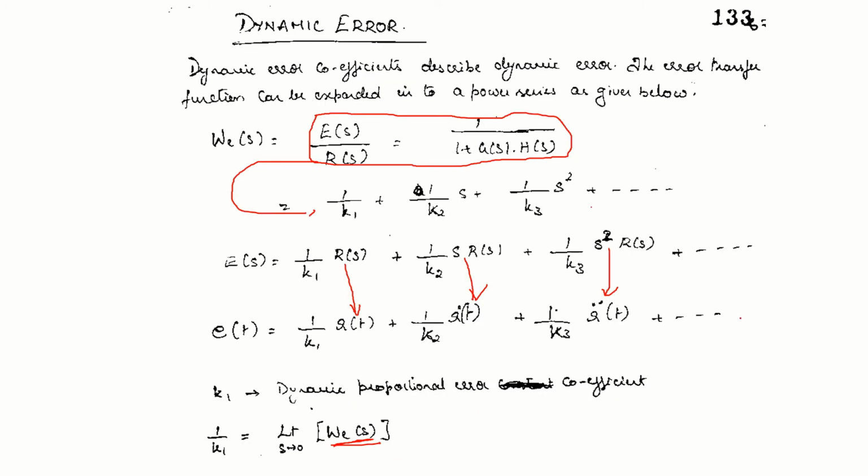You have forgotten to define W E of S. So W E of S is given here. Yes, that is 1 by 1 plus G of S H of S.